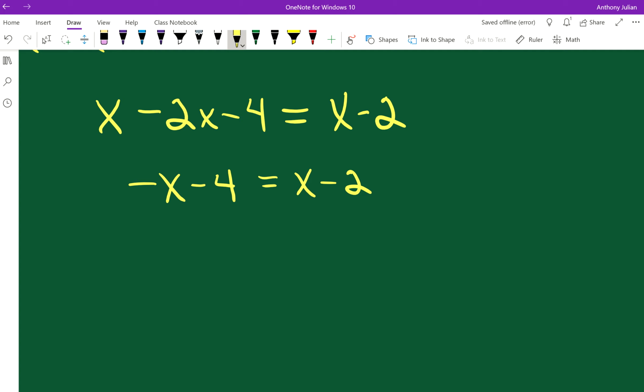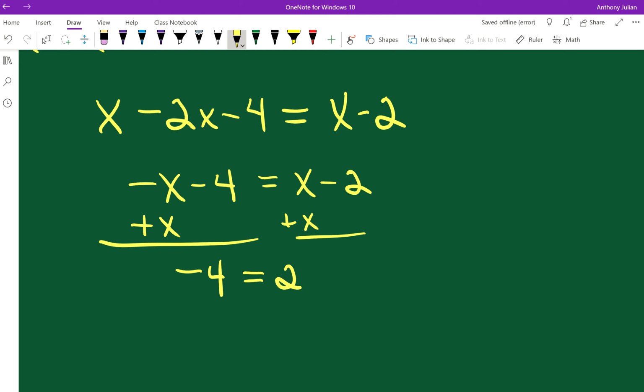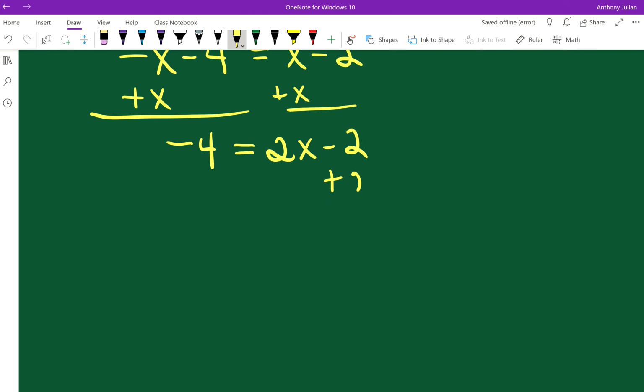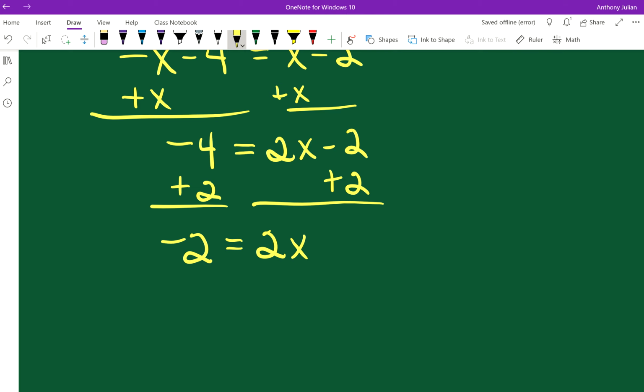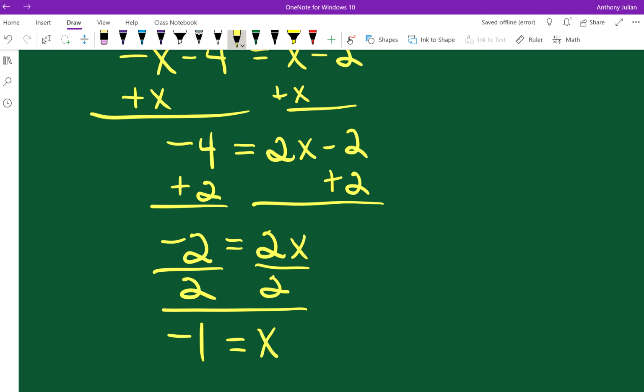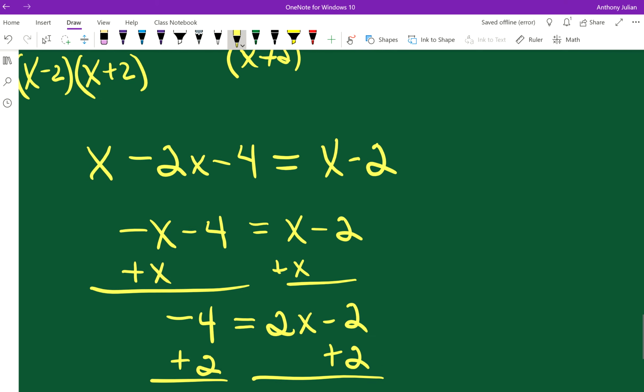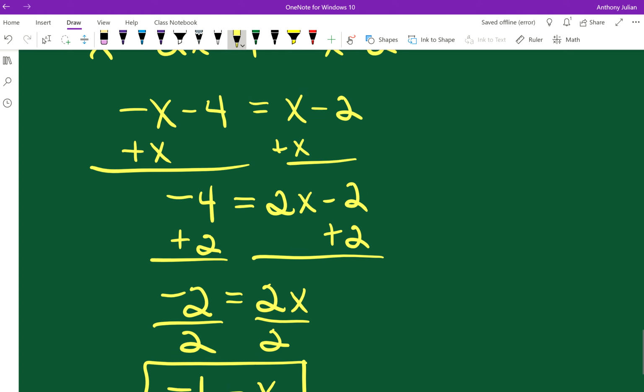All right, and now I'm going to add x to both sides. That way I'll have a positive x. It's going on the right side, but I'm okay with that. So how about negative 4 equals 2x minus 2? How about we add 2 to both sides? Negative 2 is going to equal 2x. Divide both sides by 2. So x is going to equal negative 1. X equals negative 1. And now that will work if I said x could not equal 2 or negative 2, but it equals negative 1, so that's fine.